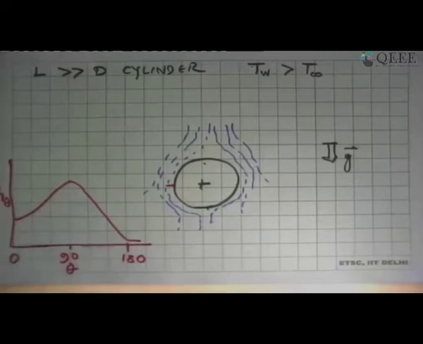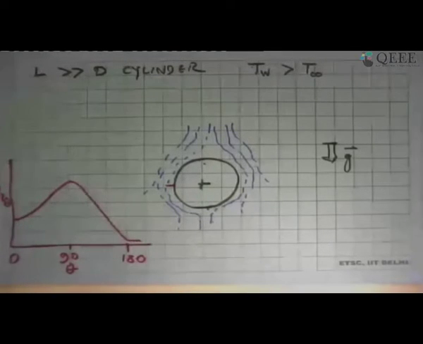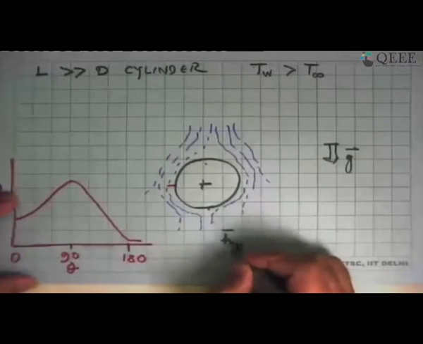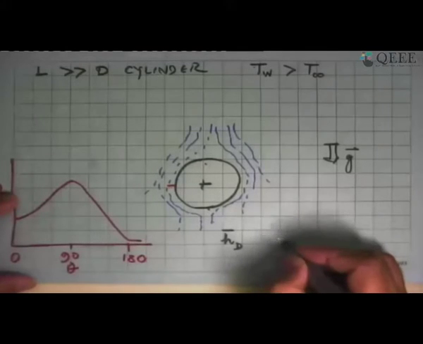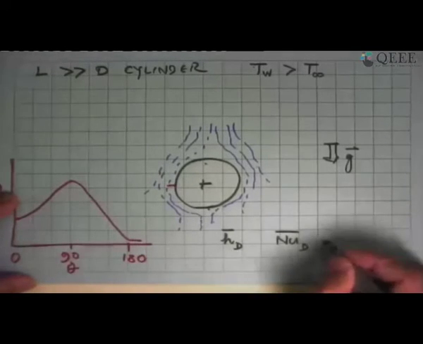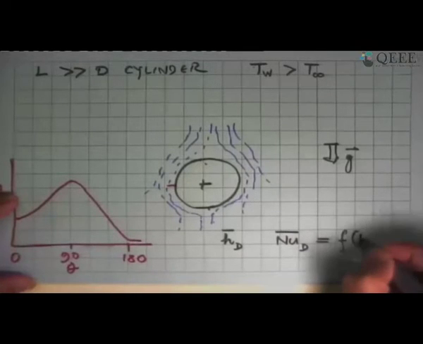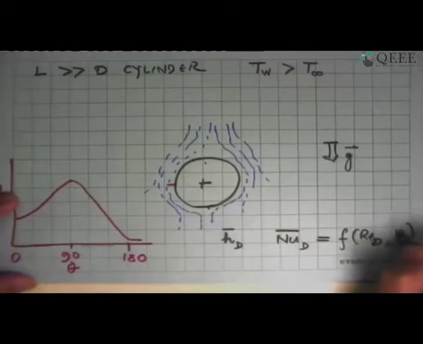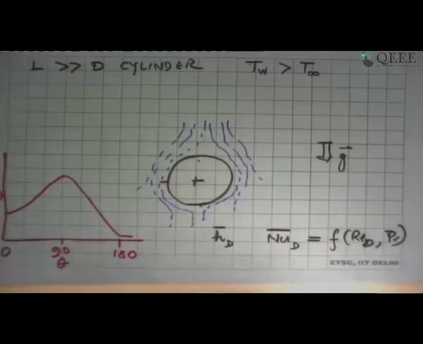Having done an experiment and measured the total heat transfer from the cylinder, we can then define the local average heat transfer coefficient for this whole thing based on diameter d. And so we have a Nusselt number based on d for the average heat transfer coefficient, and this is again a function of the Reynolds number based on diameter and the Prandtl number. That's the type of correlation we get.